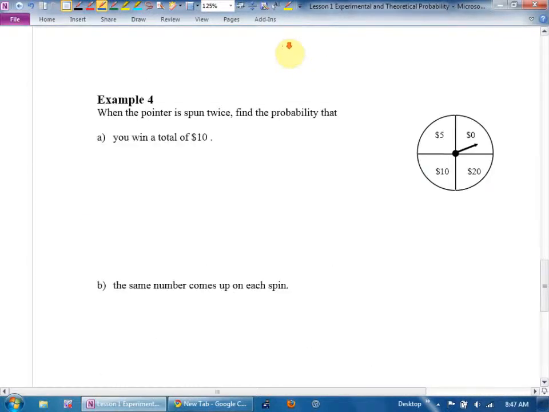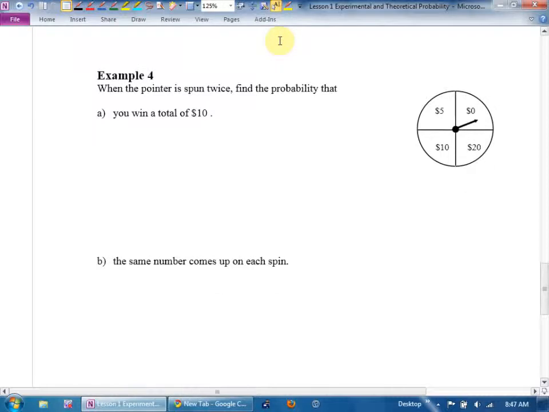Turn the page. Example four. When the pointer is spun twice, find the probability that you win a total of $10. How many times are we spinning the pointer? Twice. Generally, if there are two events, I'll use a tree. So this one is going to be a bit of a bigger tree. It's going to have four possible outcomes. So my tree is going to look like this.